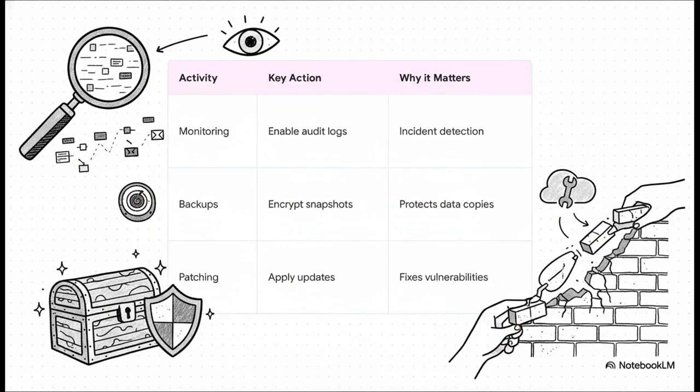First, you have to be monitoring. That means enabling audit logs so you can see who is doing what and when. Second, you absolutely need to have encrypted backups because remember, a snapshot is a full copy of your treasure. And third, you must be patching. Unpatched software is one of the most common ways attackers get in. It's just like leaving a known weak spot in your wall completely unrepaired.